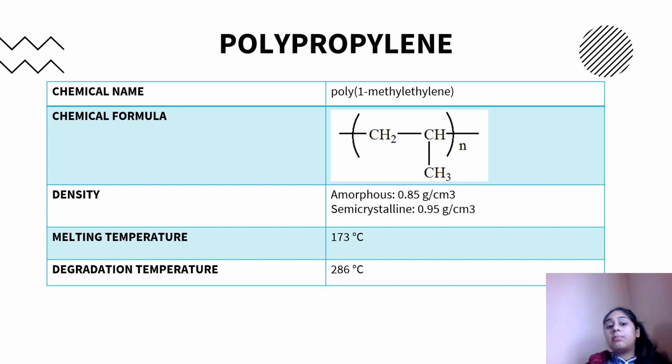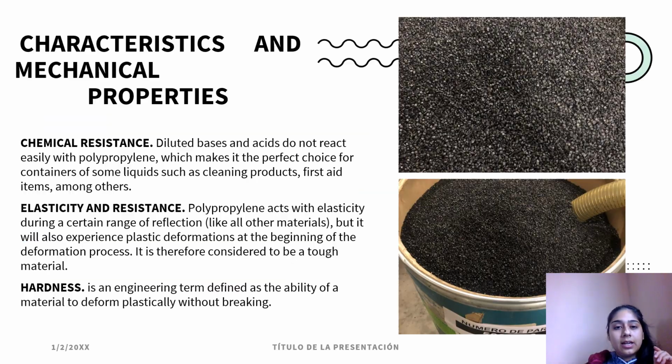And an important melting temperature is 1075 degrees, and the degradation temperature is 2086 degrees. This is the most important data about polypropylene. Then I tell some characteristics and chemical properties of polypropylene. We can see in the presentation some images of the original material. It's a real picture.